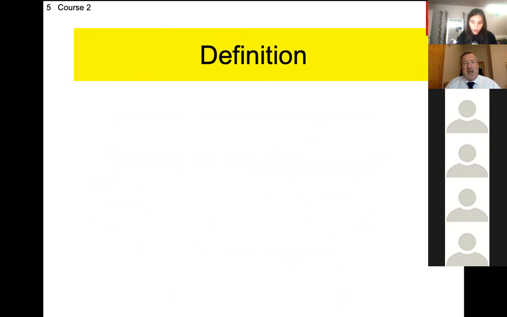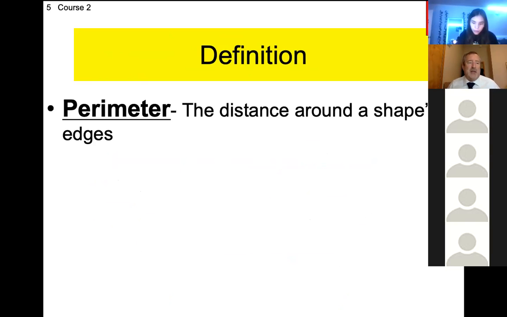All right, so the next game, write this down, please. This is the main goal of today, which is perimeter. And perimeter we will define as the distance around a shape's edges. In other words, around a shape's sides. So the edges of a polygon, that's the same as the sides. If we measure all the way around that shape, we have calculated its perimeter.